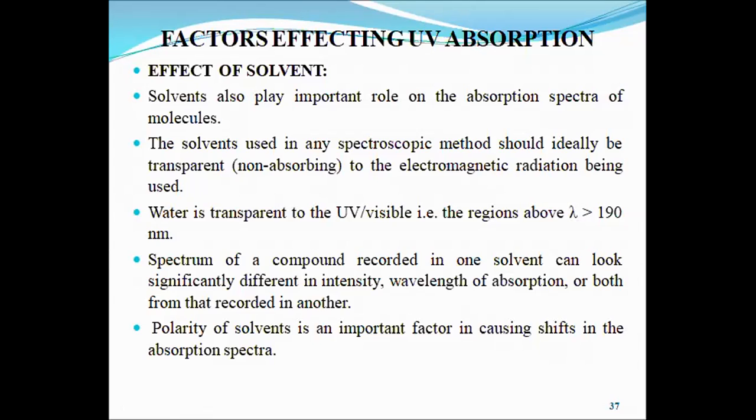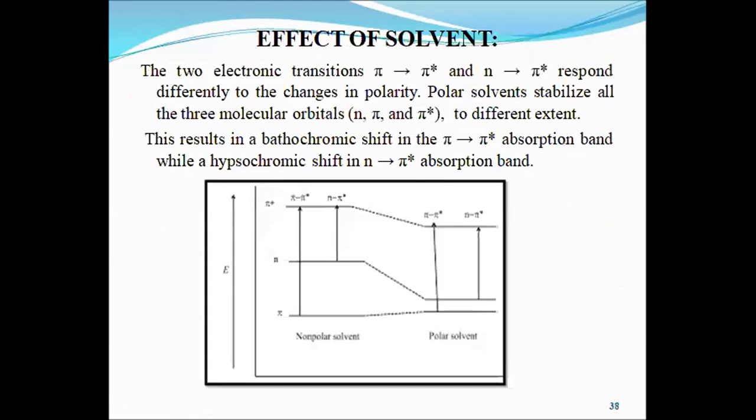The polarity of solvents brings shift in the absorption spectra. The electronic transitions pi to pi star and n to pi star respond differently to the polarity of the solvents. Polar solvents tend to stabilize molecular orbitals, like the non-bonding molecular orbital, pi molecular orbital, and pi antibonding molecular orbital, to different extents. Here, the n or the non-bonding is stabilized most, and the next comes the pi star or the pi antibonding. This results in a bathochromic shift in the pi to pi star transition, and a hypsochromic shift in the non-bonding to pi star absorption band. And the same is indicated here.